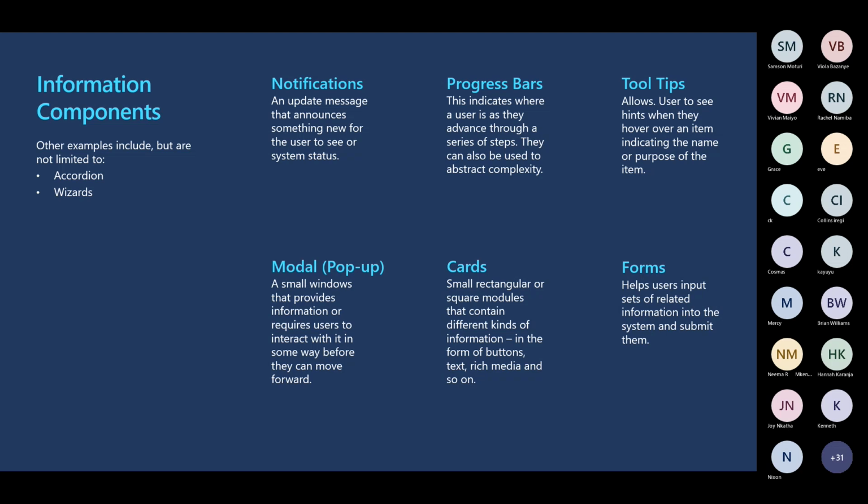And then cards, those are usually rectangular or square components that you see on the screen. You use them to display information that is similar. If you want to group different kinds of information into different chunks, you can use cards. So they can have text, they can have images, they can have videos and so on.